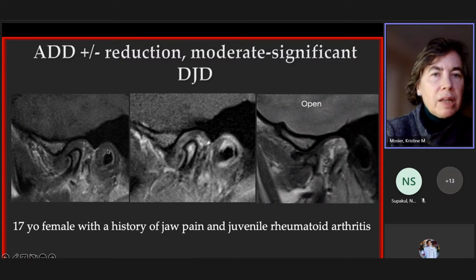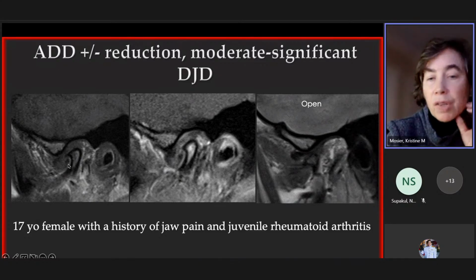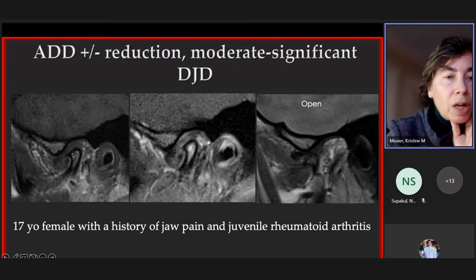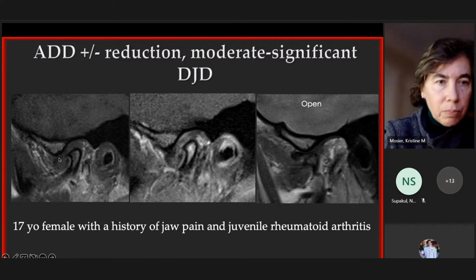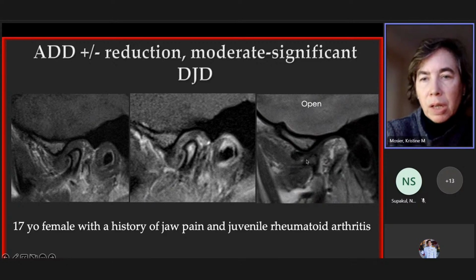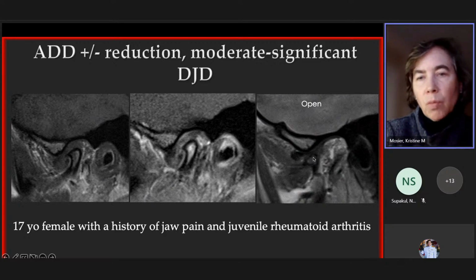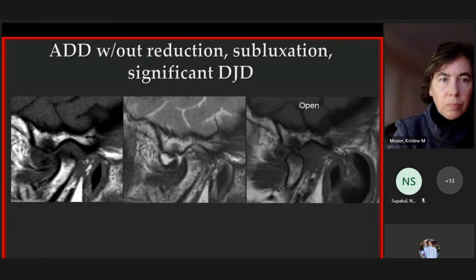On this patient, this is a 17-year-old female with a history of jaw pain and a positive history of juvenile rheumatoid arthritis. Now we see really for a 17-year-old, I would say moderate flattening here and anterior osteophytes. In a younger patient, this is a more significant change. The disc is anteriorly displaced here, and again, very dysmorphic, maybe a little bit of perforation here. You see on opening again, we're really only getting partial reduction of that articular disc.